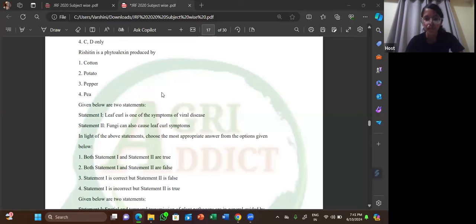Both are true. Yes, I can say the example. See, the right answer is both are true, because fungi can also cause the leaf curl. As I said, very important disease, that is peach leaf curl, which is caused by Taphrina deformans. So this is a disease which is caused by fungi. That's why statement 2 is also right. I hope it is clear now.